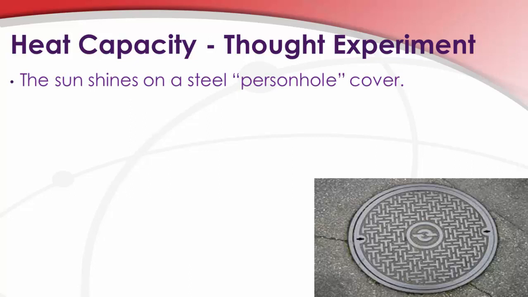So for starters, let's just consider a really simple problem that we don't think about very often, but that is at the core of this heat capacity idea. So imagine that the sun's shining down on one of these covers for access below the street. And imagine that the sun is shining on that piece of steel. So what happens? Well, if you've ever walked around in bare feet, you know that it gets quite warm.